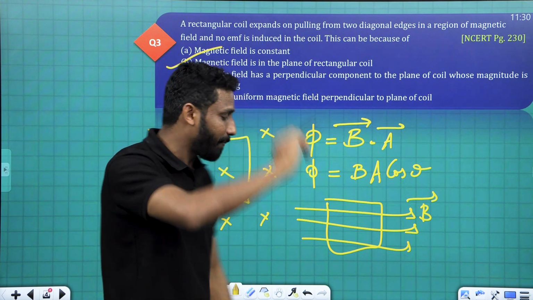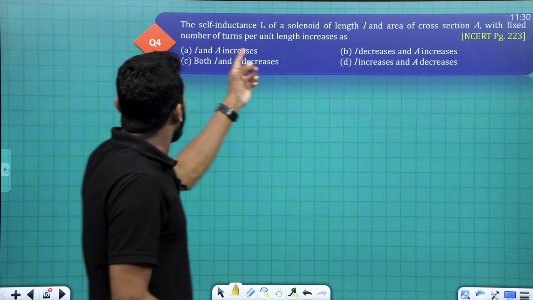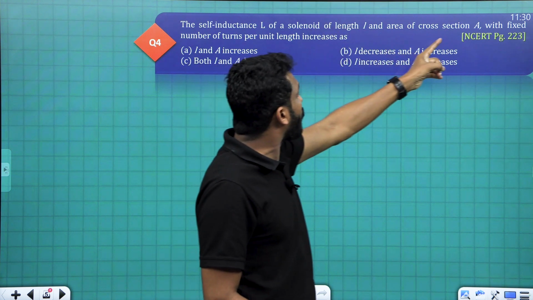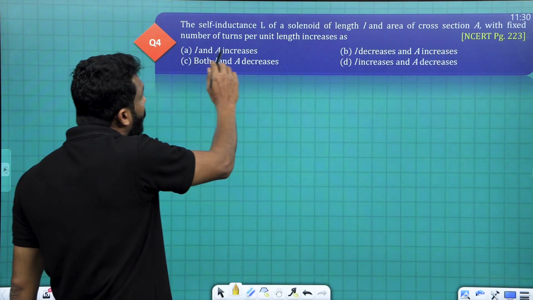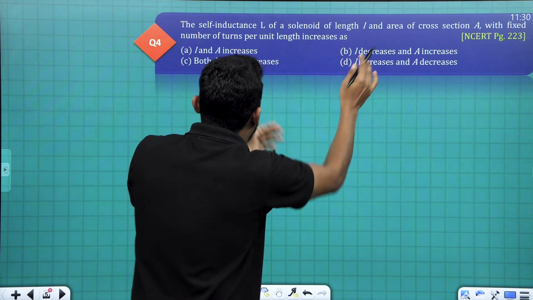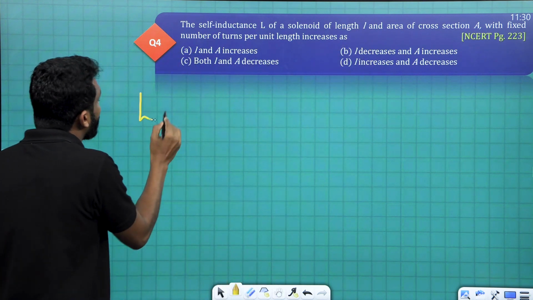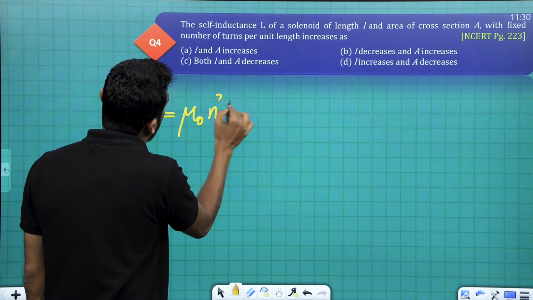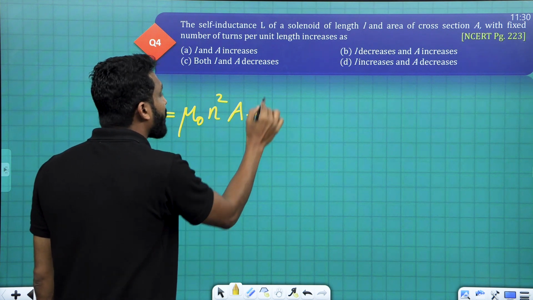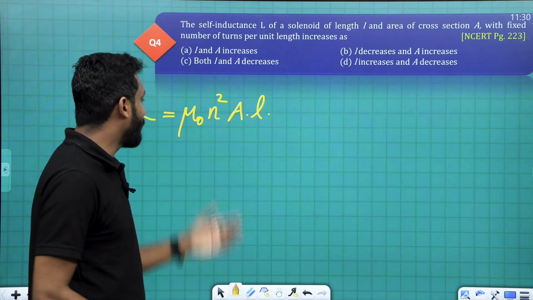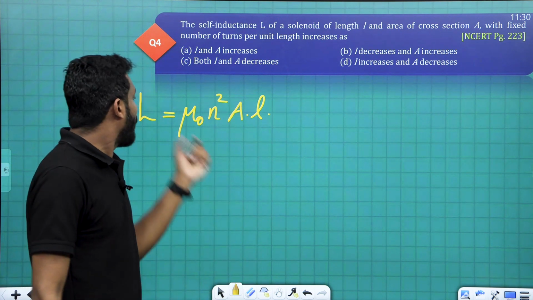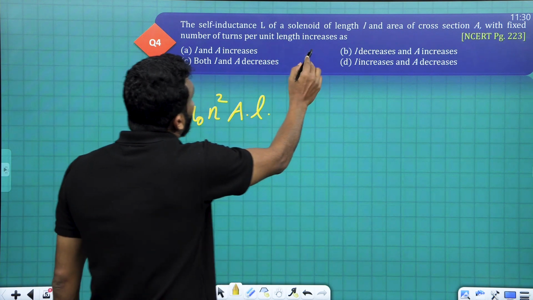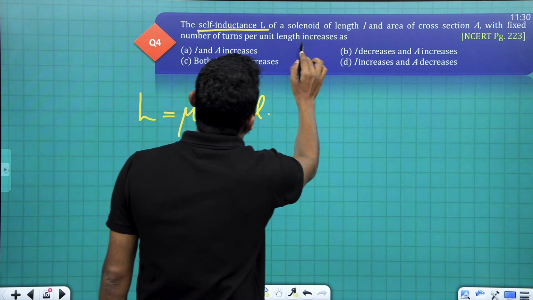Understood? Okay. The next one. The self-inductance L of a solenoid of length L and area of cross-section A with a fixed number of turns per unit length increases as. We know self-inductance L of a solenoid is mu 0 n square, then area, then length of the solenoid. This formula we have derived. Mu 0 n square area into length of the solenoid. Okay, self-inductance increases as.